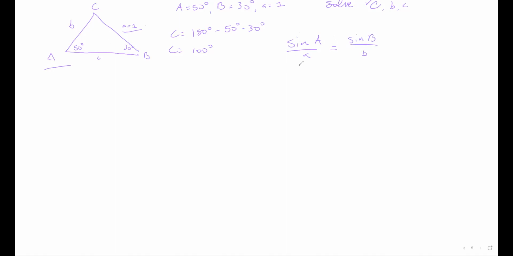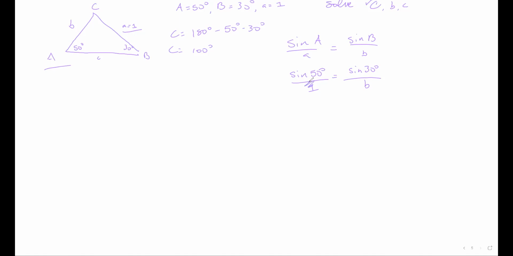And then we just plug in everything we know. Sine of 50 degrees over A, which is 1. And then sine of B is sine of 30. And then B is our unknown. All right, so just like before, we're just going to solve for B.